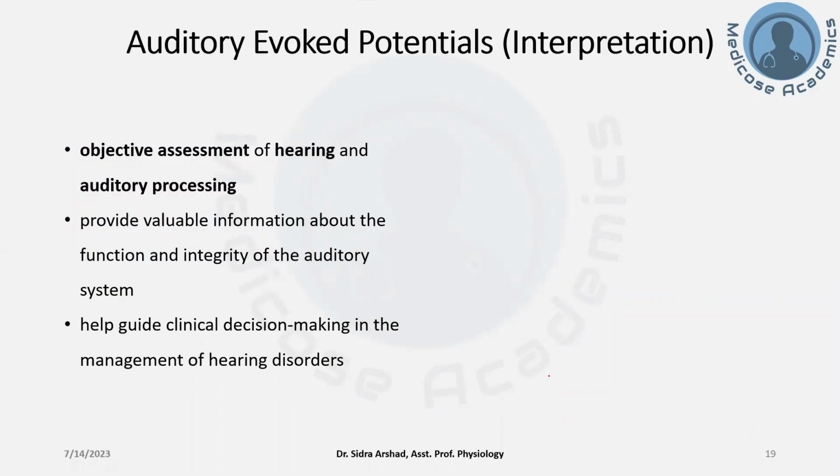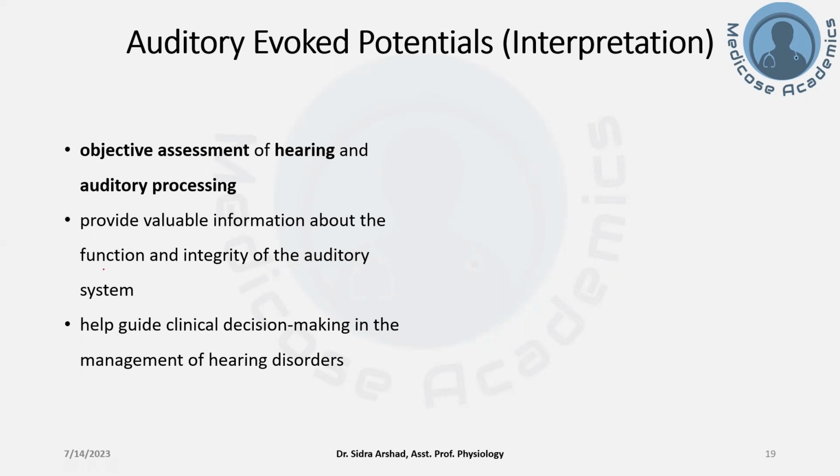Auditory evoked potentials are electrical recordings which can be obtained from the surface of the body. That is, electrodes are placed on the scalp, behind the ears, and even at the earlobes. And these electrodes are going to record the electrical activity when the sound is being transmitted in the auditory pathway. So this is an objective assessment of hearing and auditory processing. It is going to provide valuable information about the function and integrity of the auditory system.